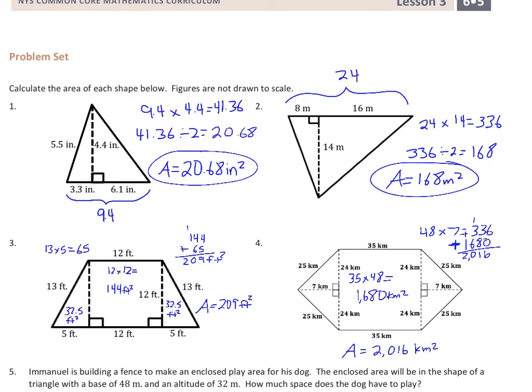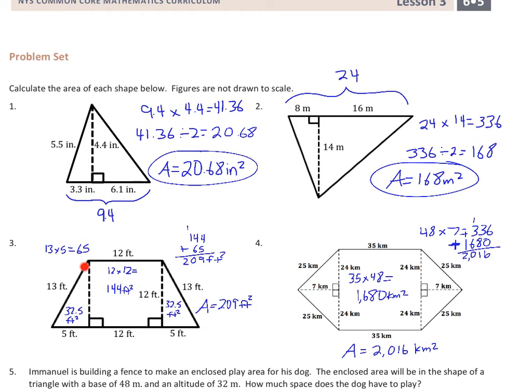Here are the answers to 1 through 4. So for 1, I like the base times height divided by 2, just keeping it that simple. So the base is 9.4, and 9.4 times the height of 4.4 is 41.36, divided by 2 is 20.68. Remember, you can use a calculator if you want to, as long as you know the formulas. If you don't know the formulas, calculator won't help. Same thing over here. I did base times height divided by 2 and got 168 meters squared.